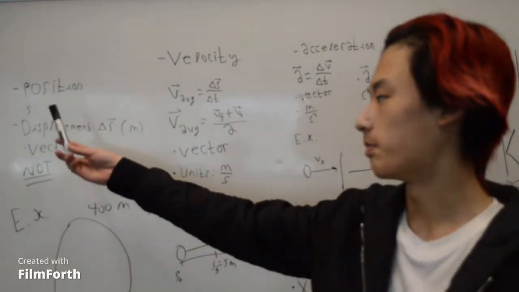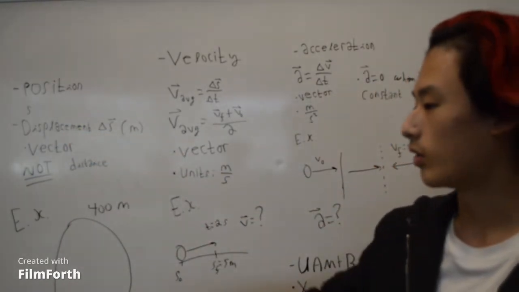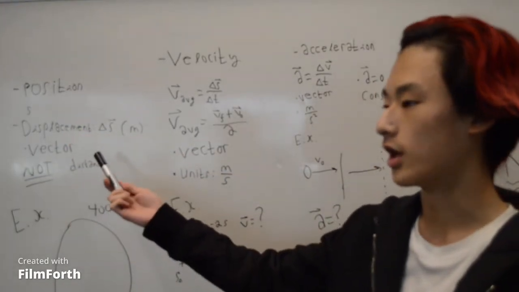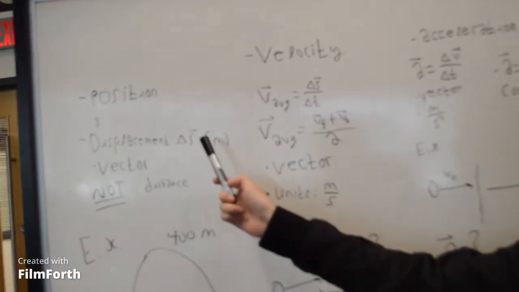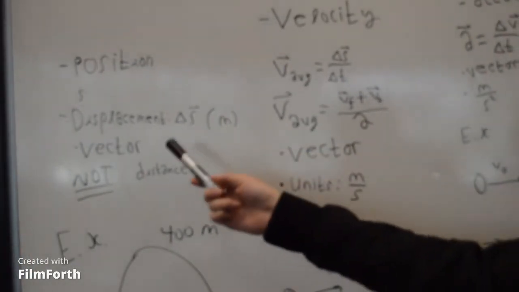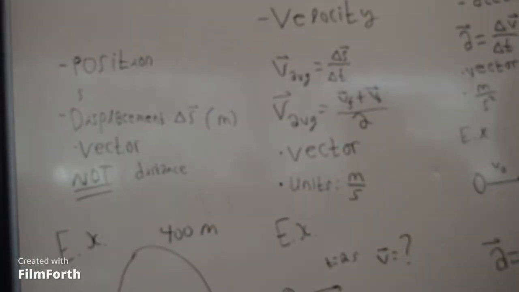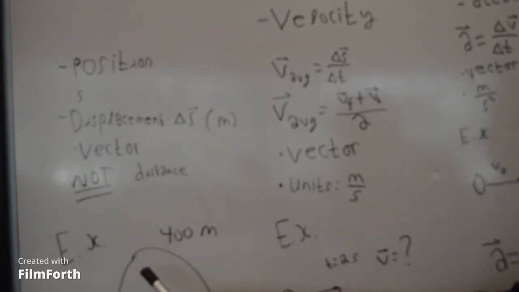Position, represented by the letter S, as it stands for spatial location, is where an object is located. On the topic of position, let's talk about displacement. Displacement is change in position. Its units are in meters and it's a vector. Therefore, you must specify its magnitude and direction. It is also not the same thing as distance, and this example will prove it.